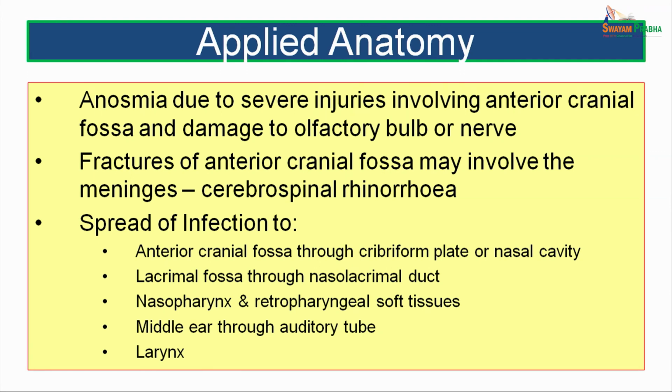There could be spread of infection to the anterior cranial fossa through the cribriform plate of ethmoid or the nasal cavity. Infection can spread to the lacrimal fossa through the nasolacrimal duct. It may spread to the nasopharynx or the retropharyngeal soft tissues. Infection from the nose may spread to the middle ear cavity through the auditory tube, and it may also spread to the pharynx as well as the larynx. These are all the areas which can get infected because of a primary infection in the nasal cavity.